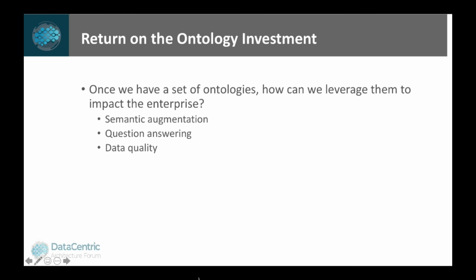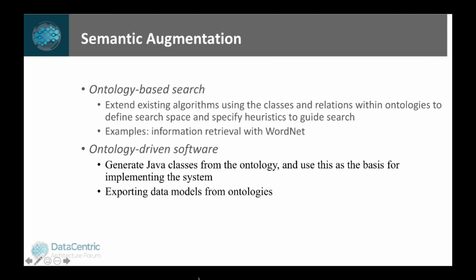So first, semantic augmentation. What we're doing with that is effectively taking existing algorithms and extending them, infusing them with ontologies. So as an example, you can see ontology-based search, right? You can have existing information retrieval algorithms, and by using ontologies, even something as a quasi-ontology like WordNet, you can refine your search space and guide the search. Another example is ontology-driven software, where you can generate Java classes from an ontology and use this as a way of implementing the system, or even exporting data models from ontologies, even an ER diagram into Erwin, and so you can go from ontology to data model, and you can be guaranteed your data model is what you want it to say.